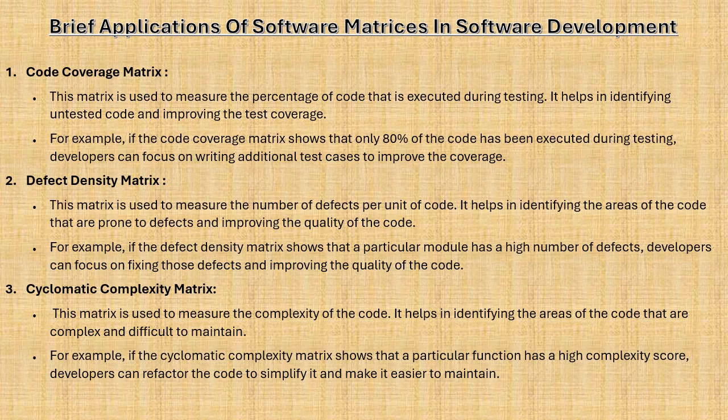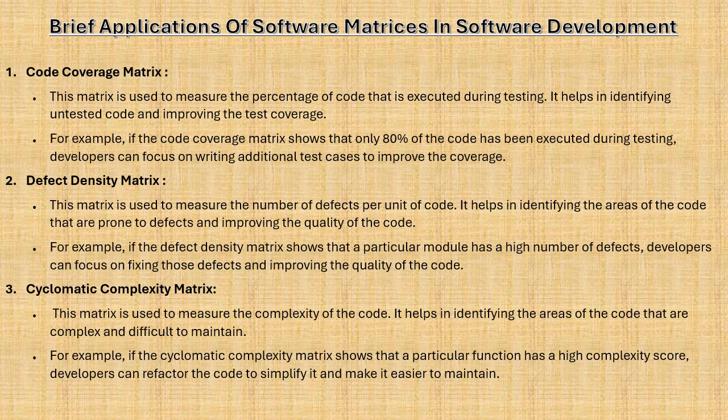First is the code coverage matrix. This matrix is used to measure the percentage of code that is executed during testing. It helps in identifying untested code and improving the test coverage. So, for example, if the code coverage matrix shows that only 80% of the code has been executed during testing, developers can focus on writing additional test cases to improve the coverage.